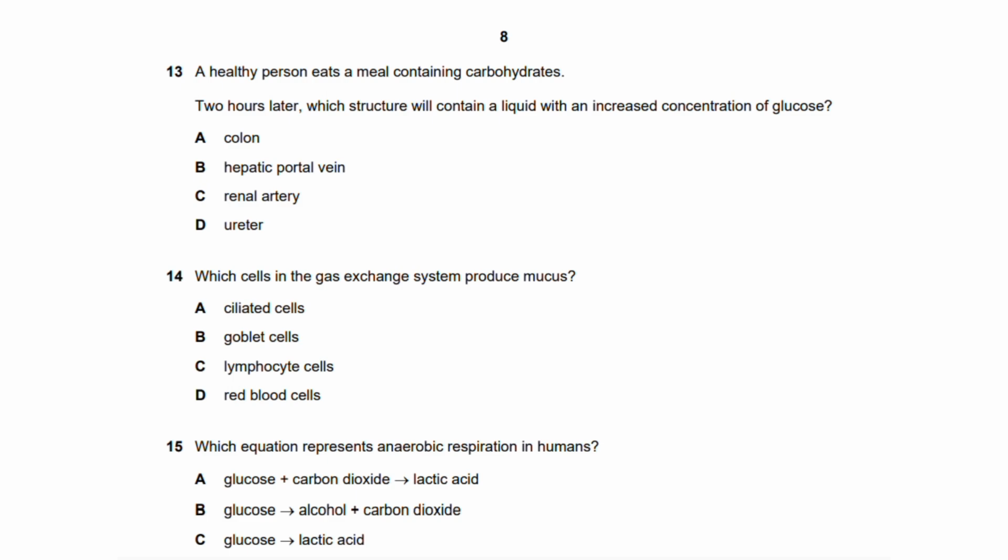So we have to note that the person is consuming carbohydrates. Now carbohydrates are eaten and then digested into simple sugars called glucose. And then the glucose is absorbed from the villi directly into the capillaries, and those capillaries drain into the hepatic portal vein. So the correct option is B.